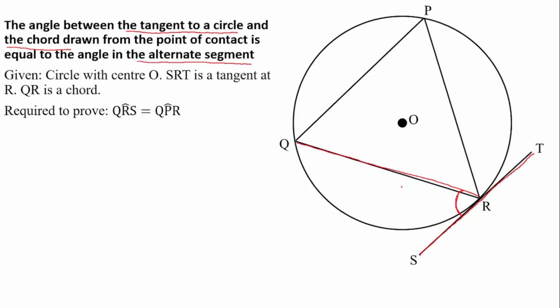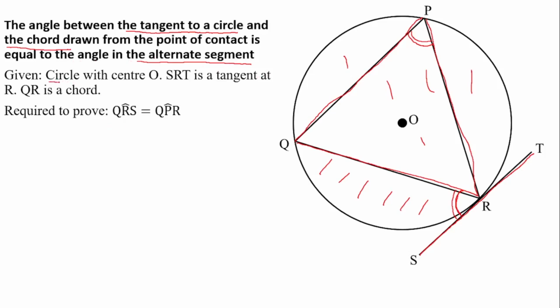If you check, this chord QR subtends angle P in the alternate segment, in the other segment, because a chord divides a circle into two segments. We have this segment, and we have this segment on this side. So this angle P is subtended by chord QR in the alternate segment, and this angle P is equal to this angle. That's what it says: the angle between the tangent to the circle and the chord drawn from the point of contact is equal to the angle in the alternate segment.